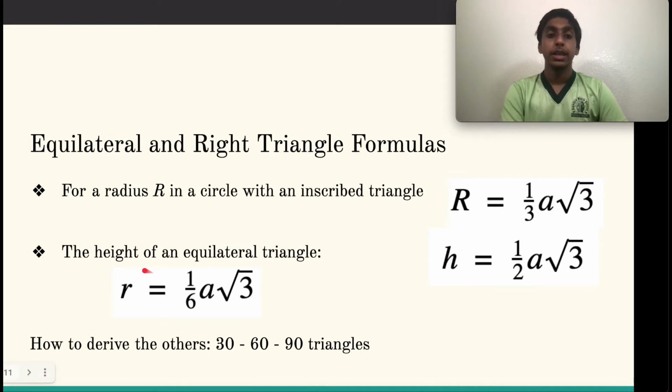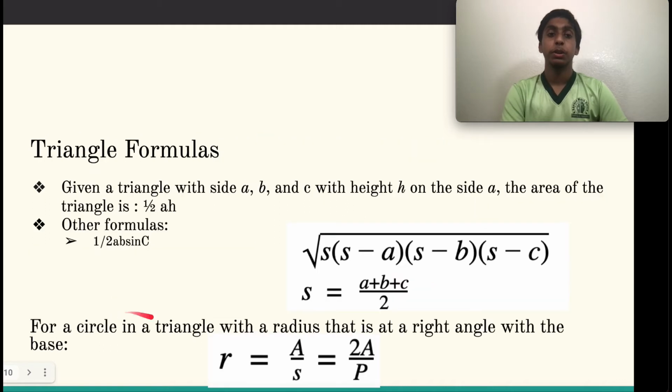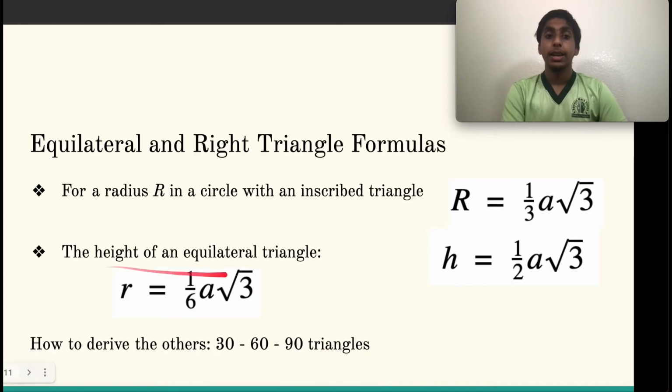And similarly, now in this situation, we're going to be going back to this one. If we have a circle in a triangle, so before we had a triangle in a circle, but now we have a circle in a triangle, and we have a radius that is at a right angle with the base of the triangle, then the height of this triangle is going to be 1/6 times A times root 3.